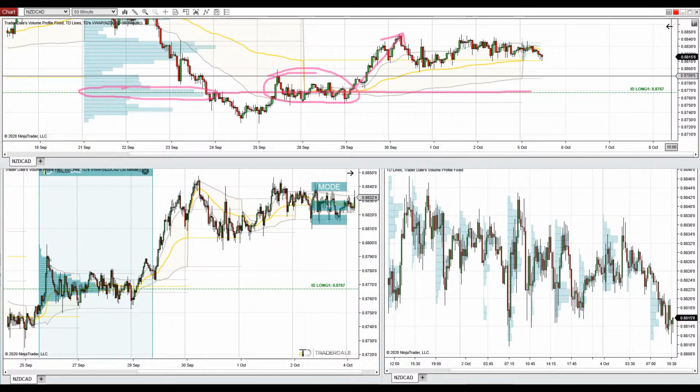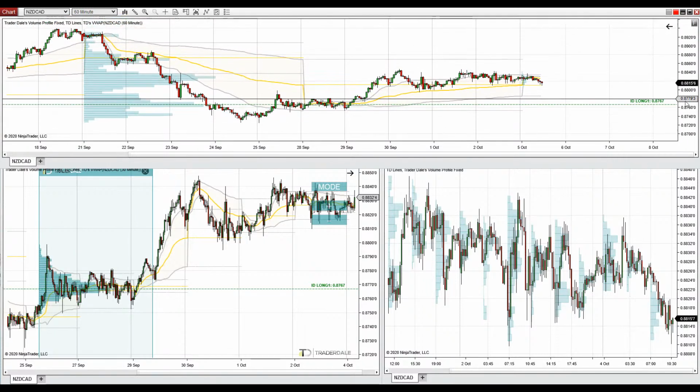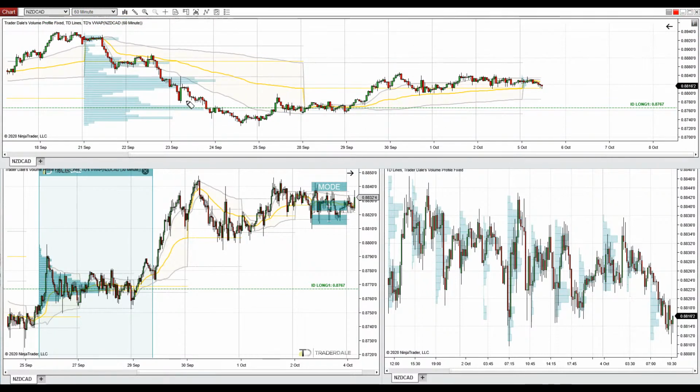Alright, so this level is also very strong from the weekly point of view, and that's why I think that when there's the pullback, it's likely that there's going to be a nice reaction to it.